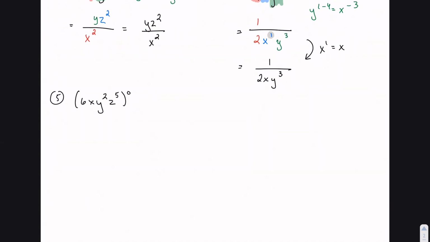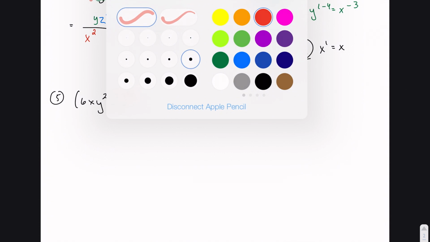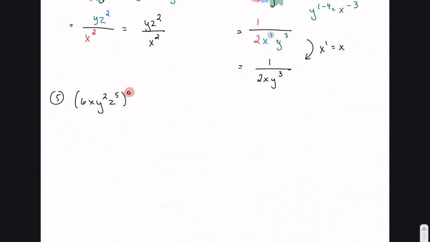Now this last one doesn't look like you can do much with it, except we've got this 0 power hanging out outside. So this problem just got real easy. I don't have to do any calculation because anything to the 0 power is 1.